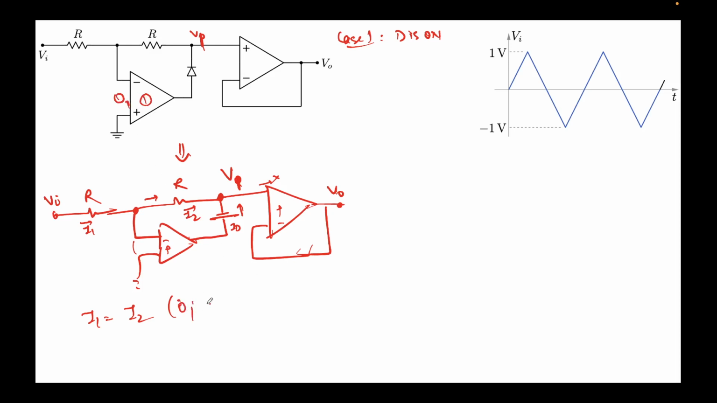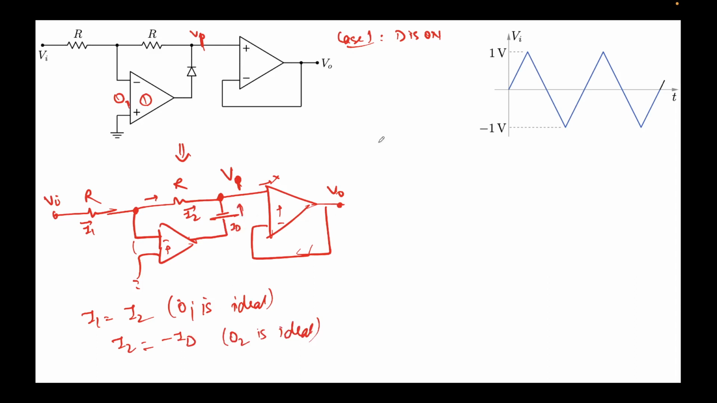O1 is ideal, right? And I2 must be equal to minus ID. Why? Because O2 is ideal, no current can flow inside O2. So I2 must be equal to minus ID, right? And ID, current can only flow in this direction, please note that, right?